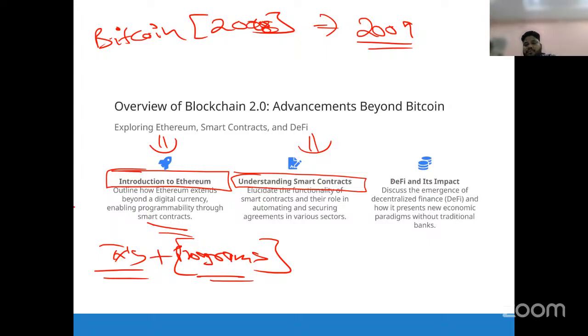Somebody has asked me about DeFi, so let me also explain DeFi. DeFi means decentralized finance. The full form of DeFi is decentralized finance. Let me put it up over here.